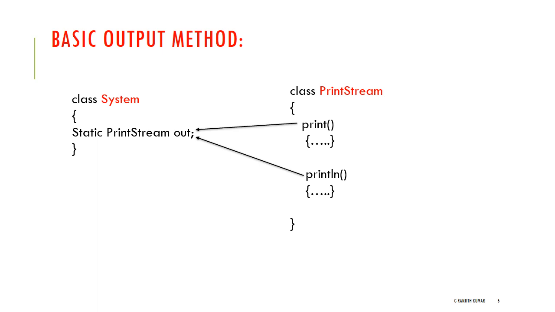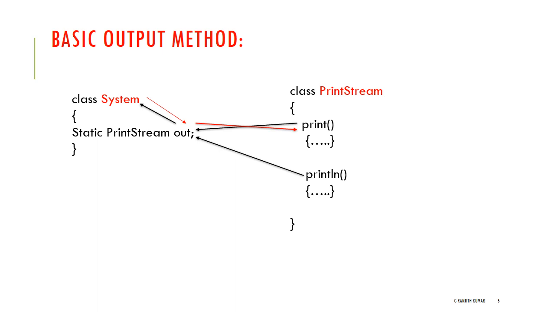But out is a static member of System, so that's why we need the System name, because by using the class name only, static members can be called. So in order to call print, we first have to start our calling from System, that is System.out.print or println. So in two ways you can call that.